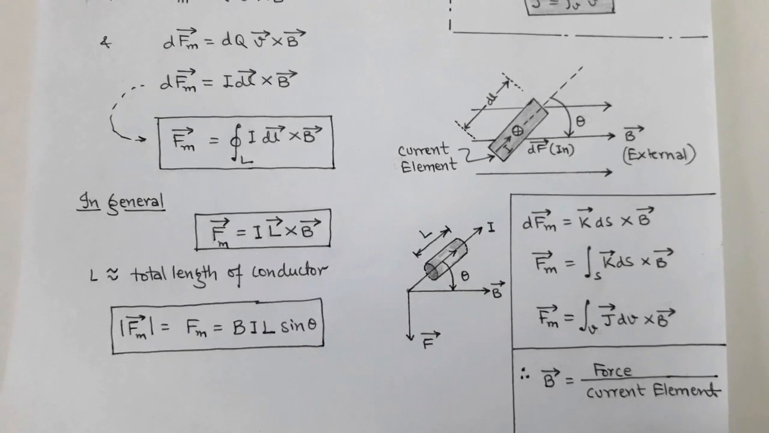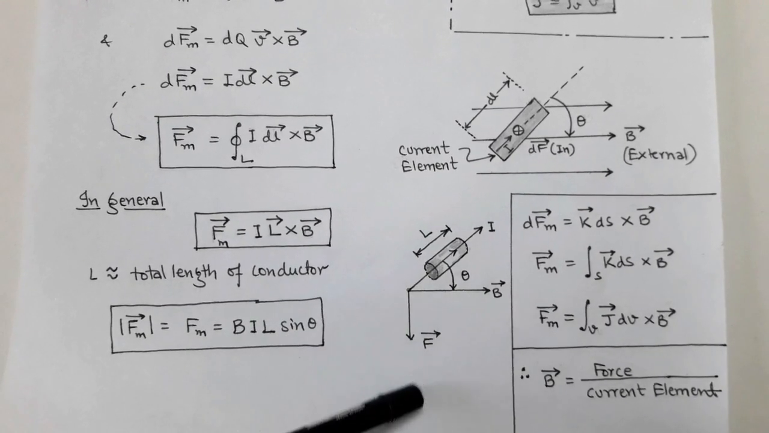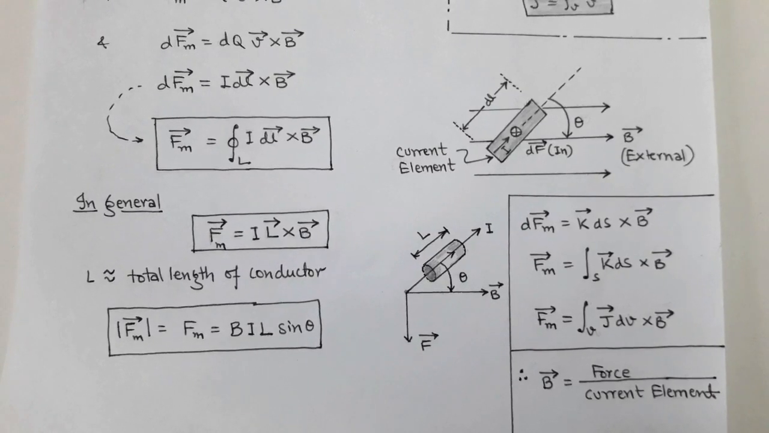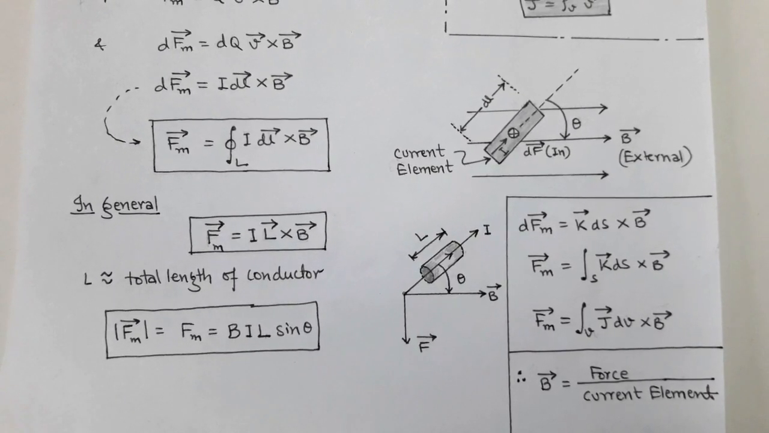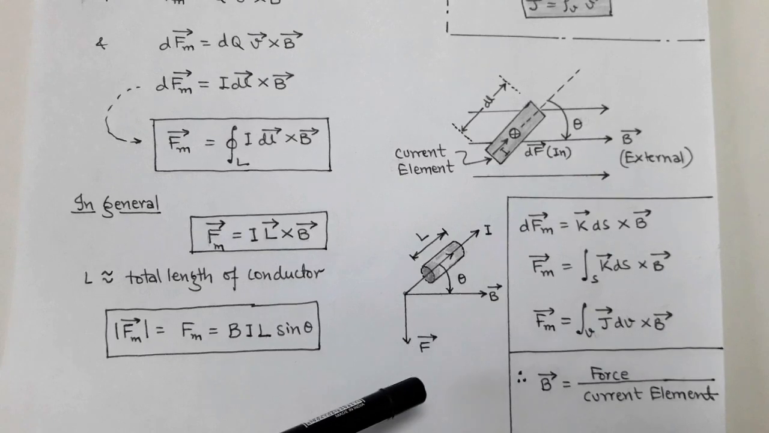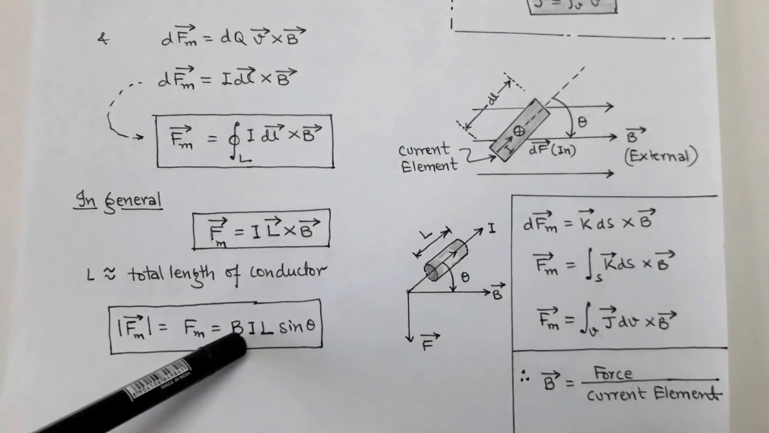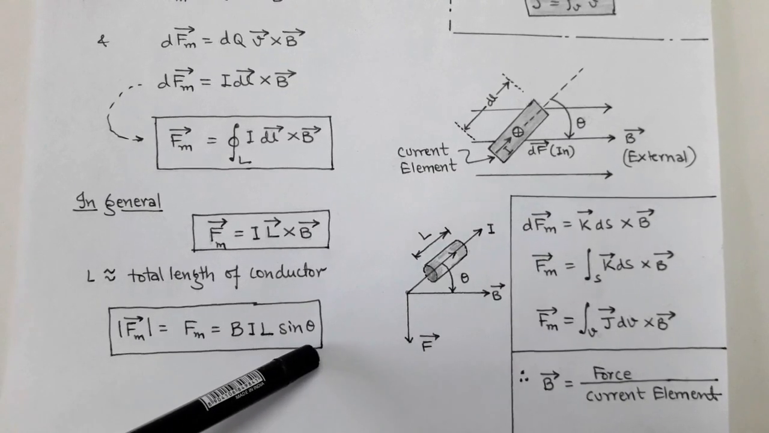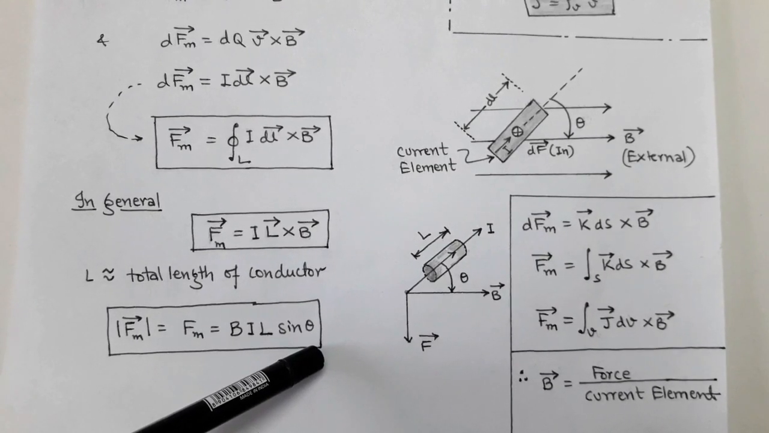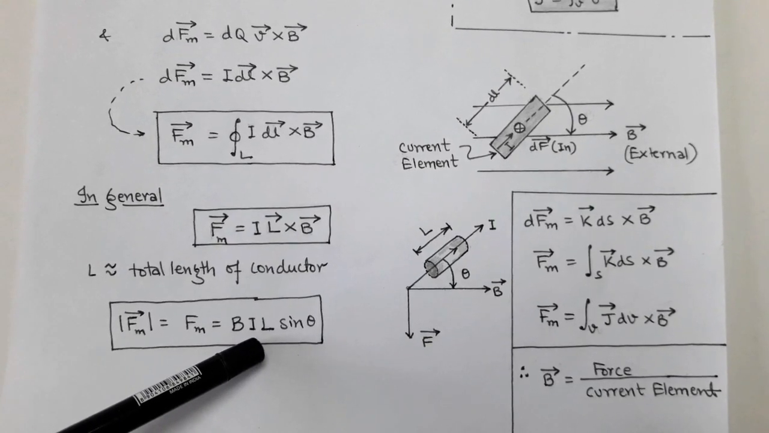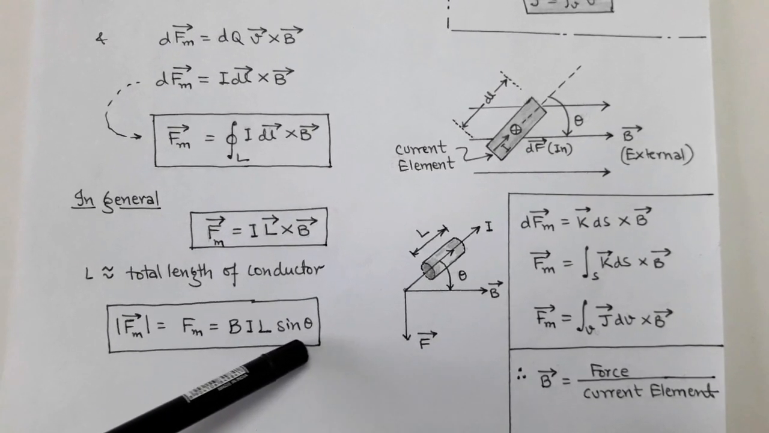So the magnetic force Fm vector is equal to I L cross B vector, and the formula of the cross product is magnitude of L vector times magnitude of B vector times sine theta. Theta is the angle between these two vectors. So the magnetic force in magnitude form is equal to BIL sine theta.